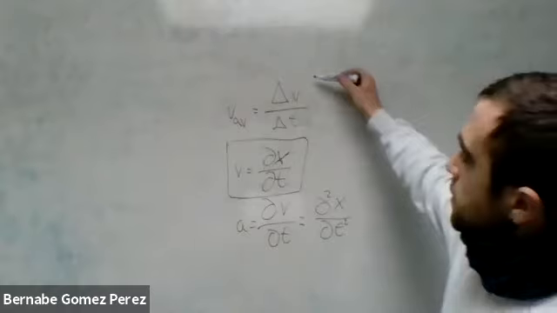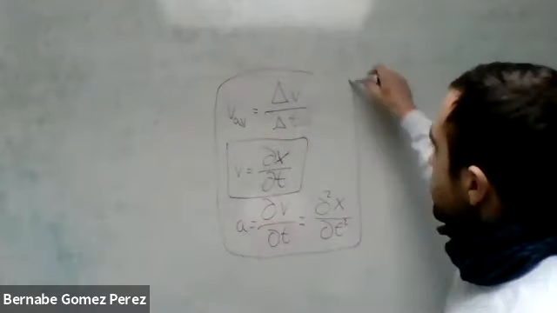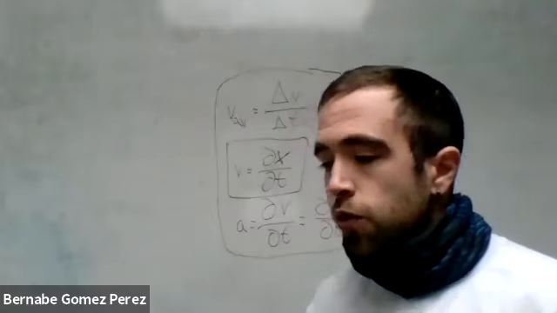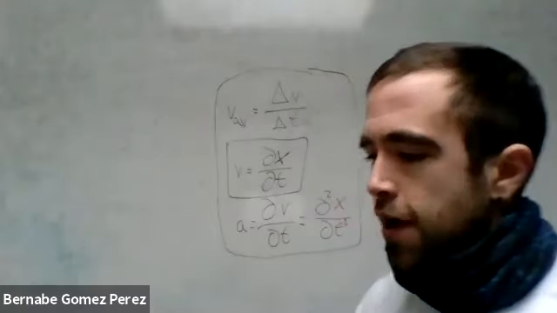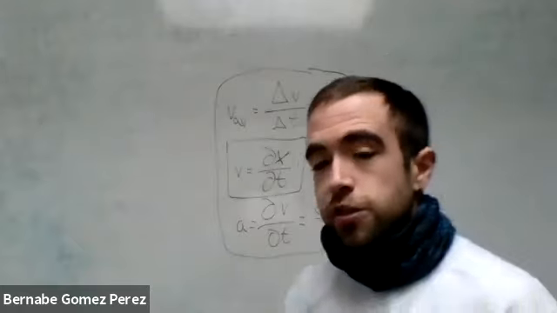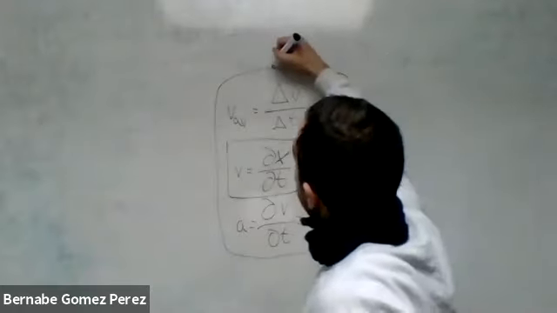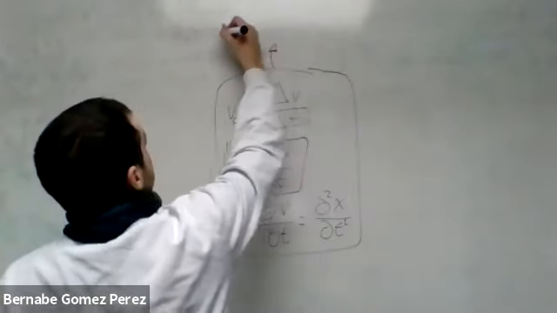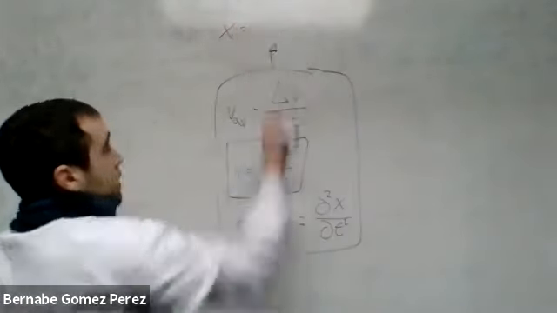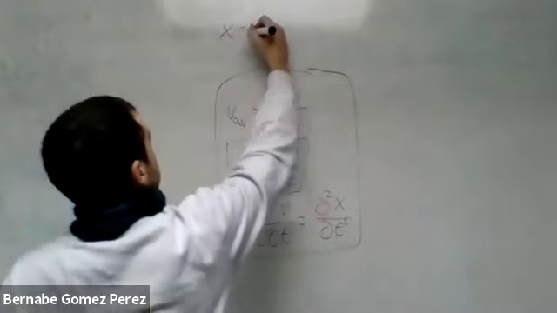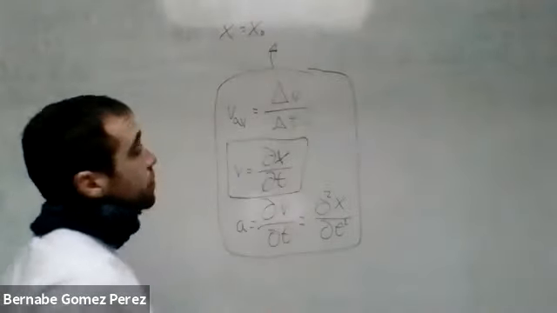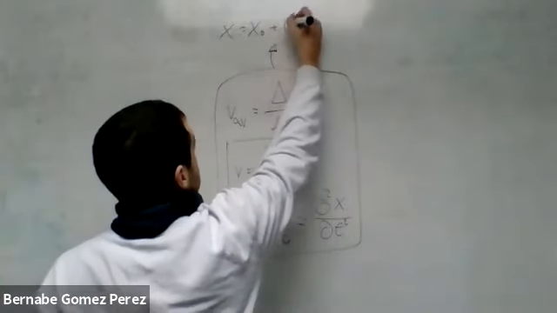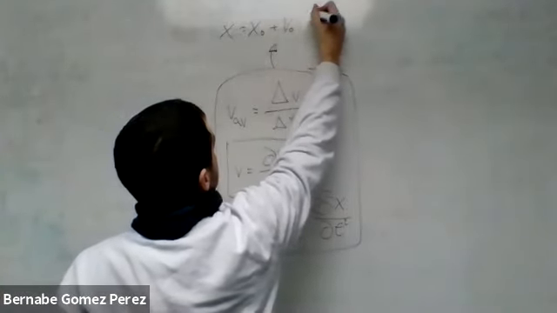So once we understand these concepts, we can start sketching the formulas that are going to help us describe displacements. For example, it's very important to know that the final position of an object is related to the initial position, plus the initial velocity, which we multiply by time.